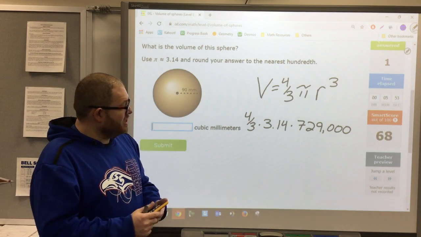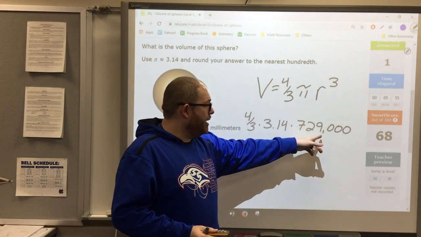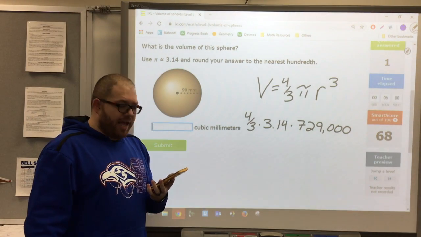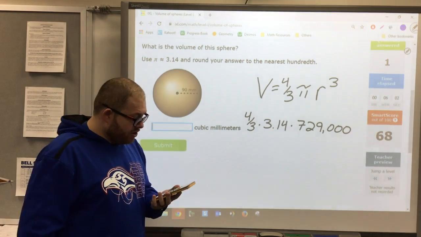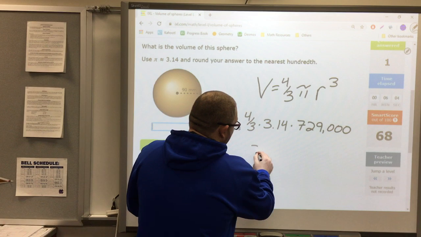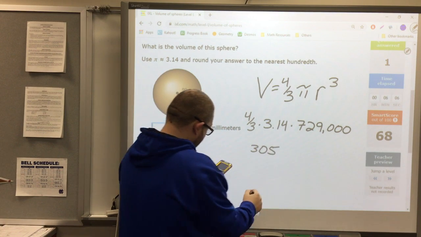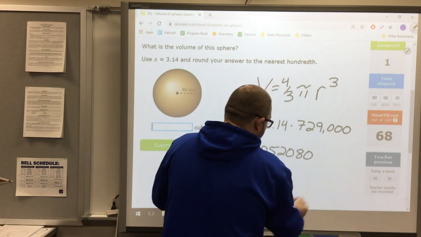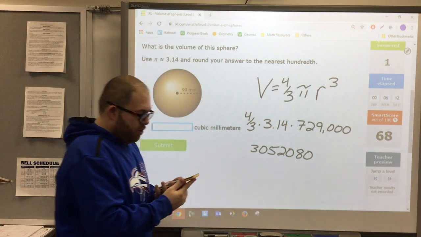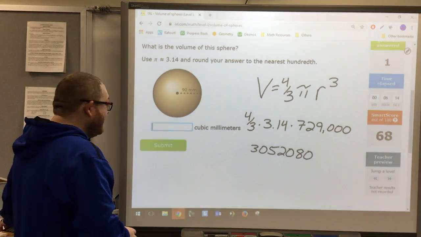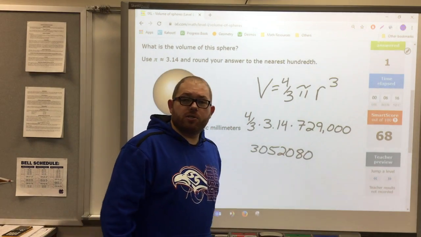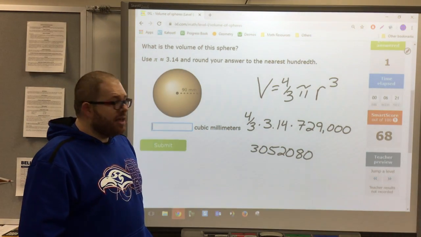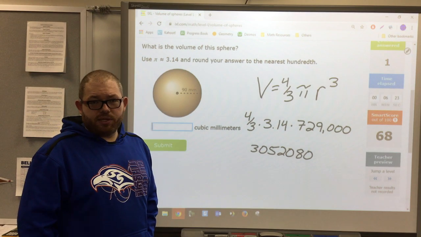Now, the good news is this number was so big that I actually don't get a decimal in my answer. It actually cleared out the entire decimal. So I ended up with 3,052,080. And there was no decimal to even be seen, thanks to this number being so big. So honestly, if the number gets as big as it does, that might make your life a little bit easier.